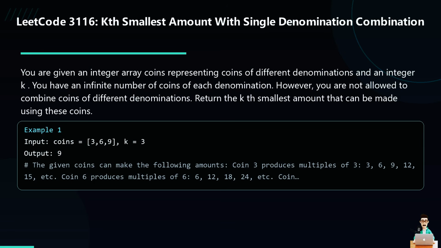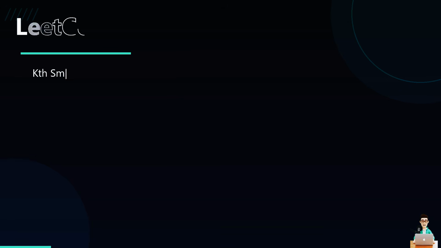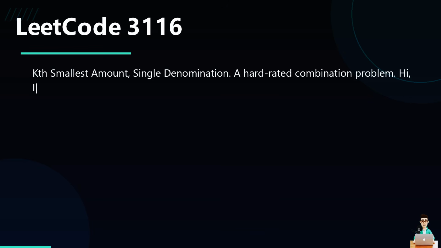You have infinite coins of each denomination, but you can only use one denomination at a time to build an amount, no mixing. The problem asks, among all amounts that can be formed this way, what's the kth smallest one? This one's LeetCode 3116, kth smallest amount with single denomination combination.